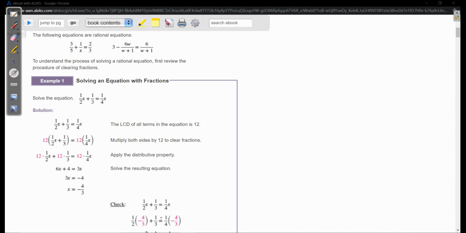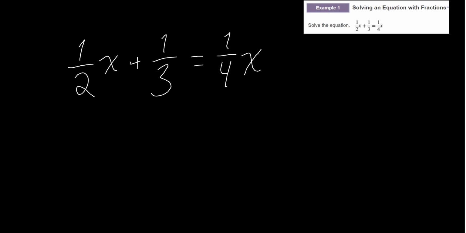What the textbook does, and there's nothing wrong with this, it's just that I like to get straight to the point and solve the problem as swiftly as possible and as correctly as possible. So what I would do here is multiply my equation by 12. Instead of multiplying the right side and the left side by 12, I want to multiply the entire problem by 12. I'll show you what I mean here in a second. So I would say 1/2 x plus 1/3 is equal to 1/4 x.